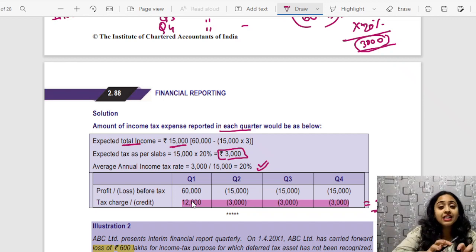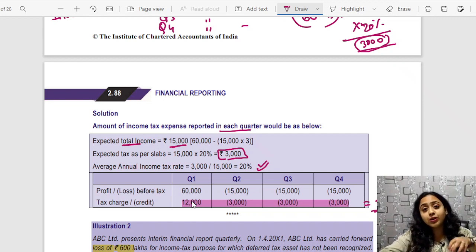Because this is a certain scenario given to you. But in actual, when you are preparing any financial statement, interim period reporting, you do not know what will happen in the next quarter, or the quarter after that. So for the current quarter 1, you have 60,000 profits in your hand, so you will be providing tax at the 20% rate. What happens in the next quarter will become clear only when the quarter ends. Then you will be applying this amount.